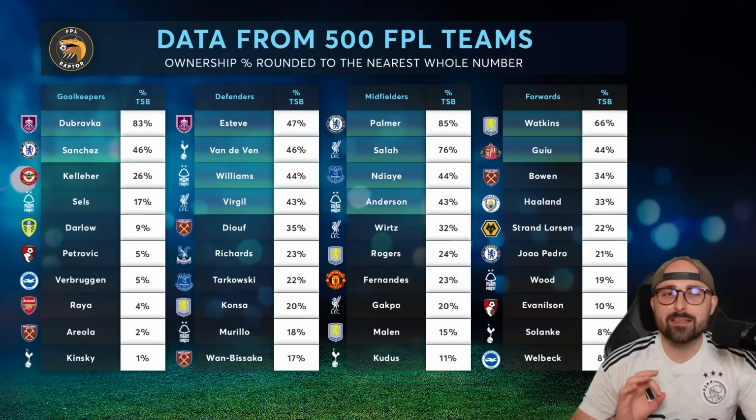So guys, this is when we get to the very interesting data. This is the data that took the most time to go through and analyze. From the 500 teams that I went through on X, I have got the 10 most highly owned goalkeepers, defenders, midfielders, and forwards. I've got their name and obviously badge if you're watching on YouTube, and their percentage ownership rounded to the nearest whole number, just for a little bit of ease of viewing. There are some really, really interesting findings here.